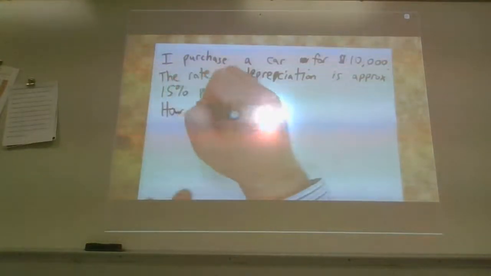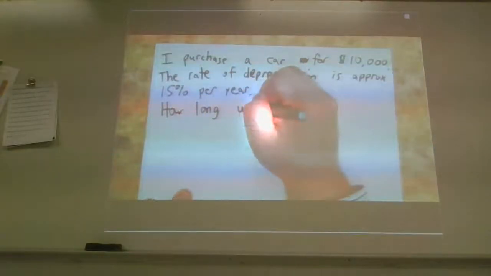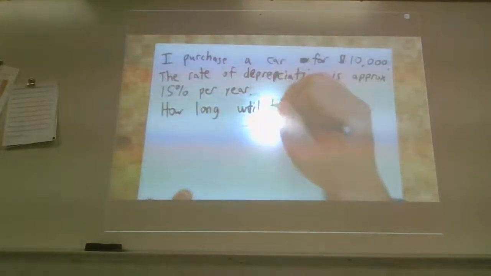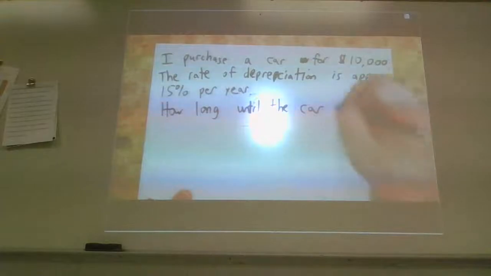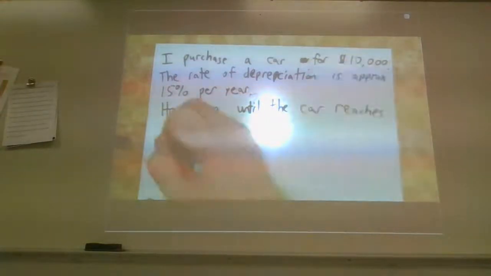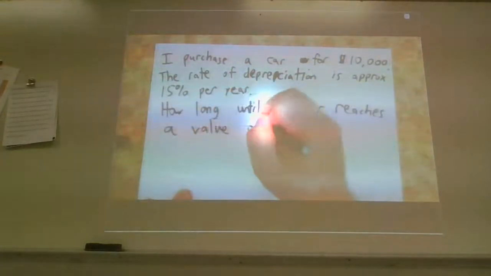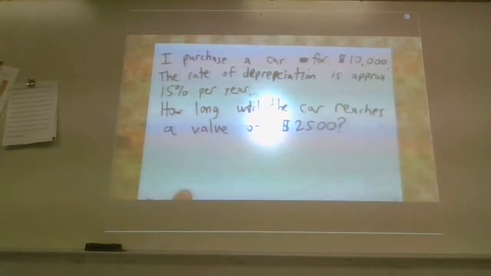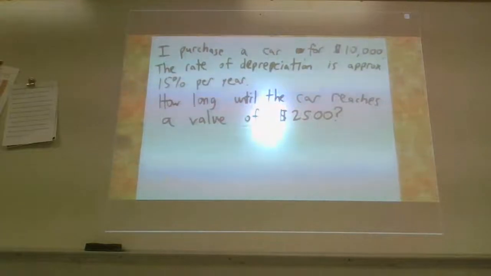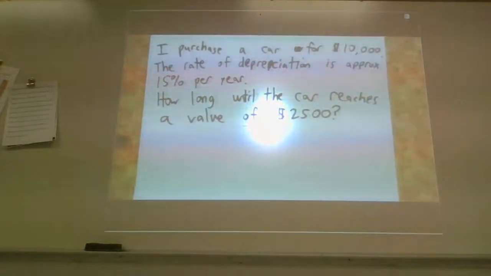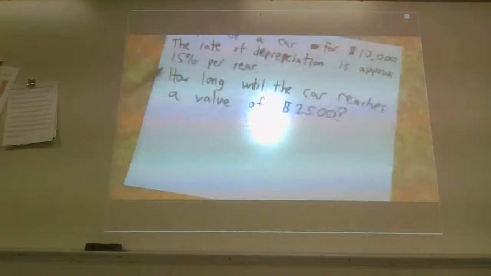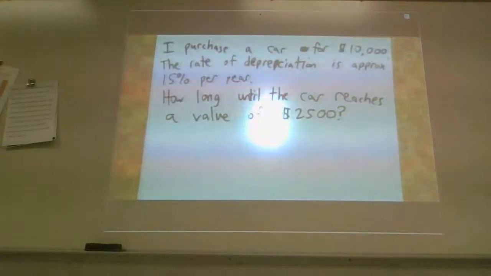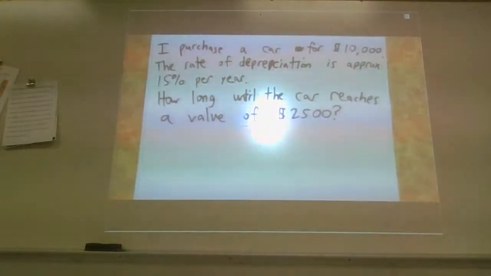How long until the car reaches a value of $2,500? I purchase a car for $10,000. The rate of depreciation is approximately 15% per year. How long until the car reaches a value of $2,500? This is a big question.